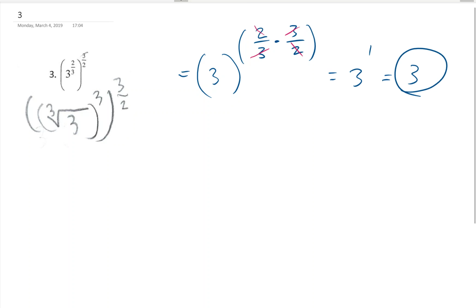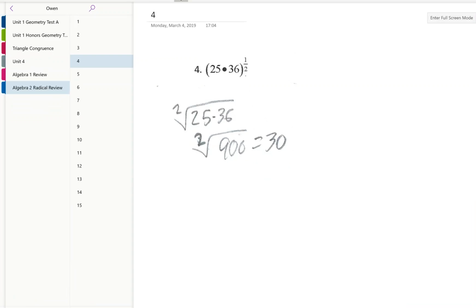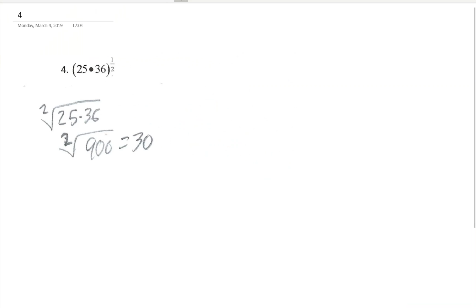Okay, next problem, 4. Okay, so why simplify when you can simplicate? What you did is, you multiply 25 times 36 to get 900 and take the square root to get 30. But there's another way.